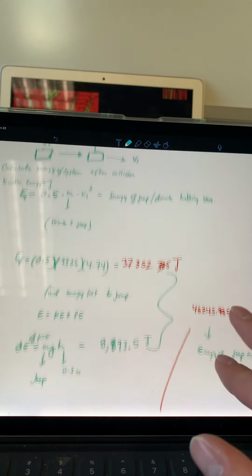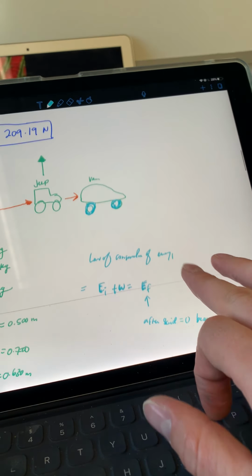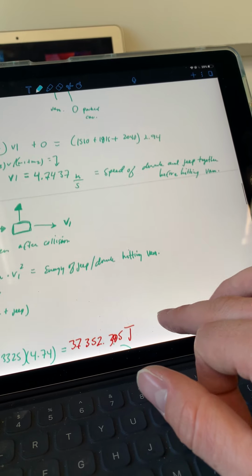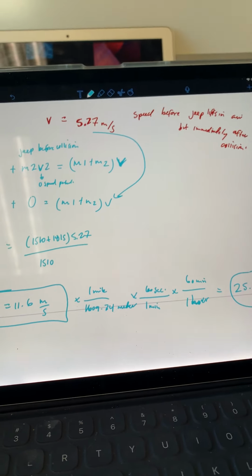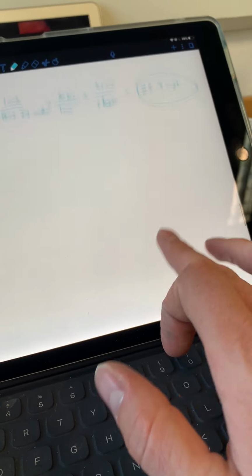So basically the gist with all this is that we use the conservation of energy and then inelastic collision, conservation of momentum, to basically go back in time through the problem to find the speed of the driver initially. There you go.